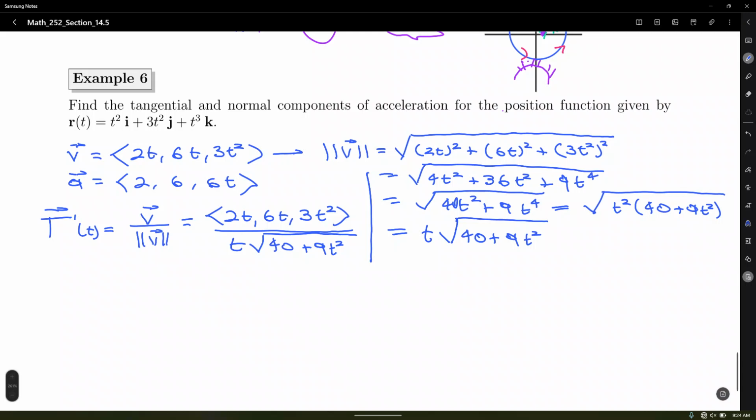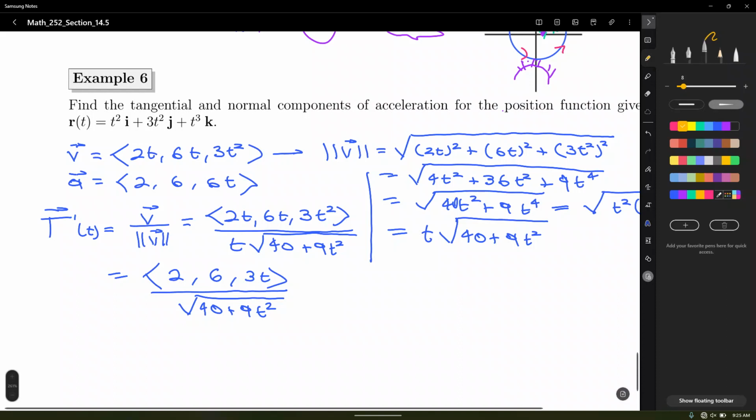So let me reduce this to lowest terms. So this will be 2, 6, 3t, everything divided by the square root of 40 plus 9t squared. Alright? You might want to think of distributing the square root over the 3 terms. Well, actually we're going to perform a dot product in a second, and you don't want to write this many terms. So that's what's next.